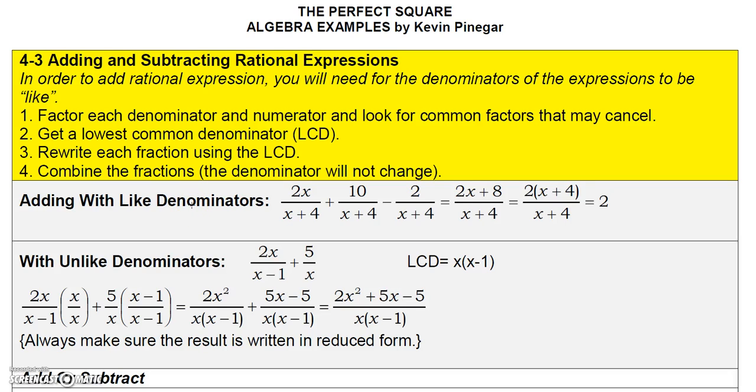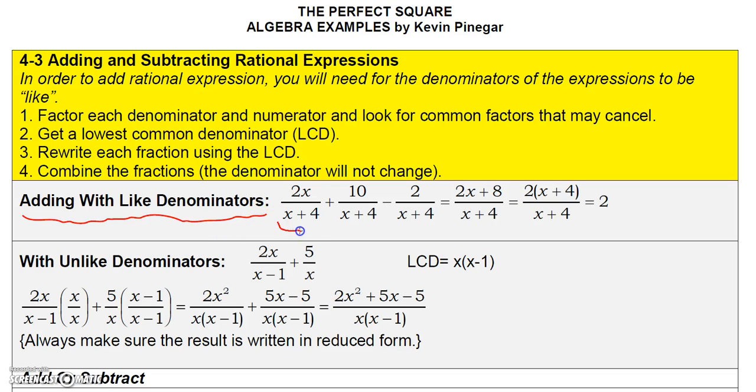Okay, so adding and subtracting rational expressions are a little bit more complicated than the multiplication or division if you have unlike denominators. If you have like denominators, it's actually pretty simple. But I'm actually not going to focus on like denominators here because I figure most of you can handle those. Alright, so let's take a look.